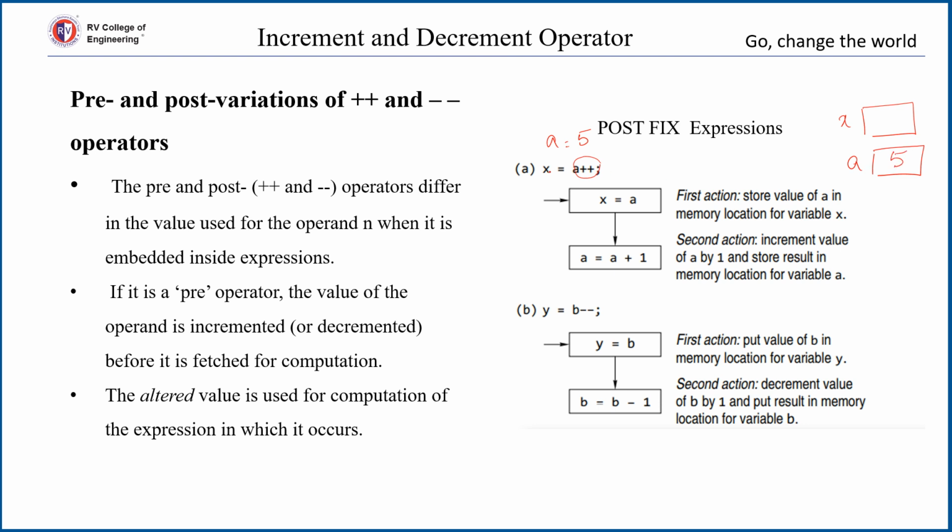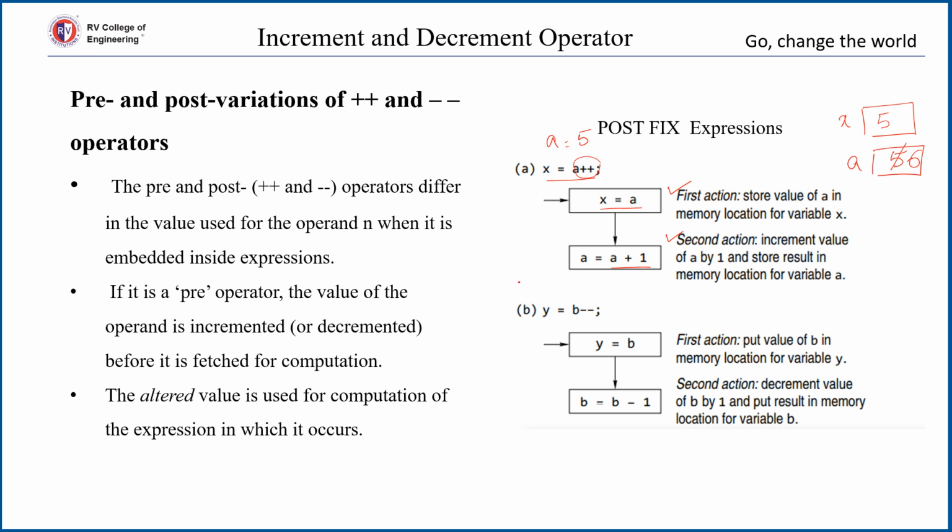Now what does this expression mean? It basically means assign the value of a to x, and in the memory increment the value of a by 1. So the first action is to store the value of a into x, and the second is to increment the value of a by 1. So what happens? The first step gives x as 5. You are assigning, and in the memory you have to update the value of a by 1, that is 6.